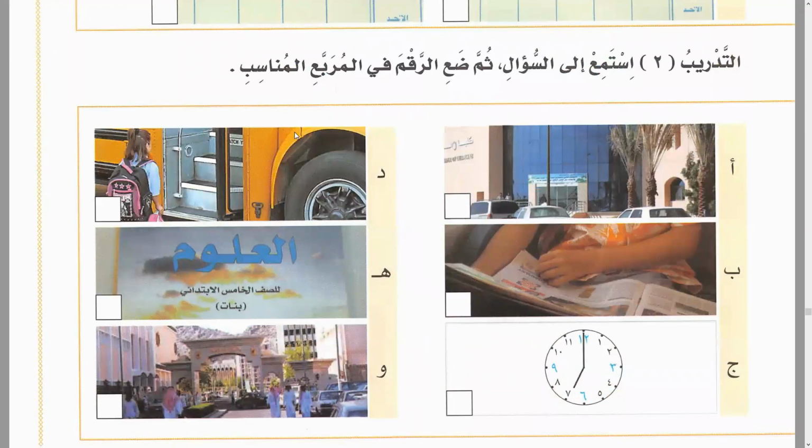Next one. Second exercise: listen to the question. There's a question being asked. Listen to the question, then put the number in the appropriate box. 1. Which university do you study at? Where's the university? This is the university, I guess. So this should be the first one. This looks like a university also, so maybe this side. Let's try this one first.